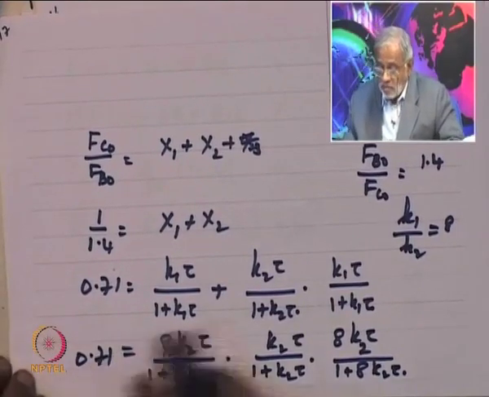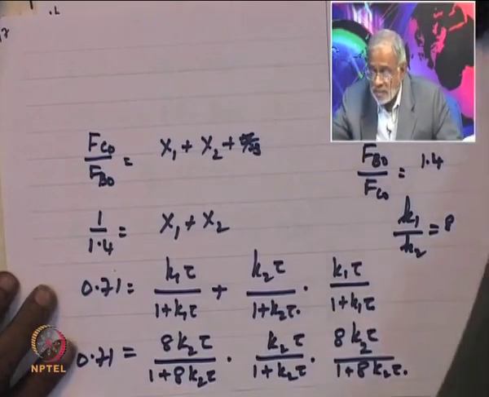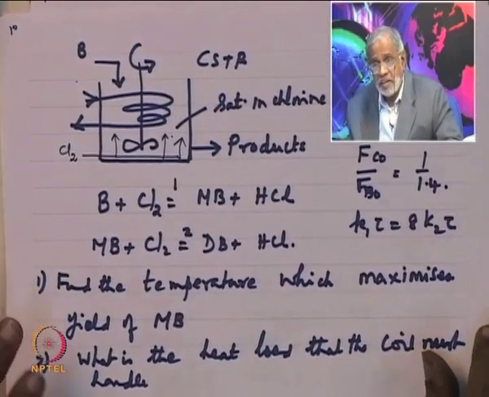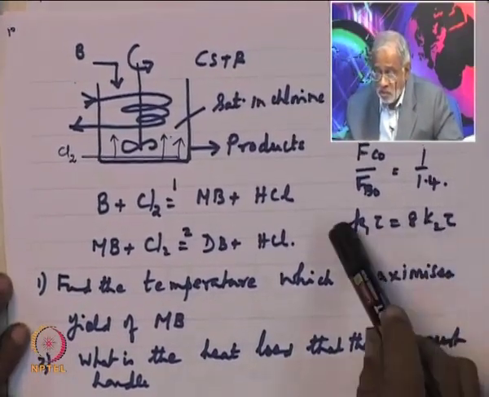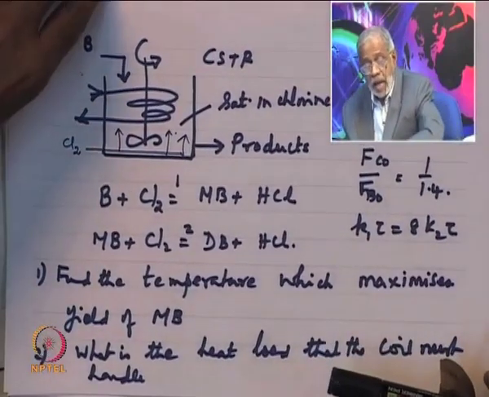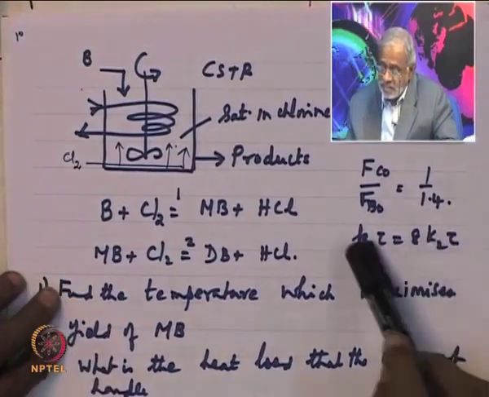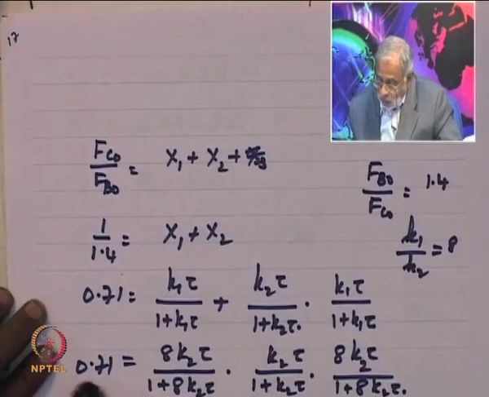What have we done now? Now we can solve this to find out what is K2 tau, correct? Let us not forget the context. Generally, it is possible to find out these ratios more easily than the absolute values. That is the point. So here, these ratios have come out from the experiment. Therefore, by solving this you can find out the value of K1 tau.